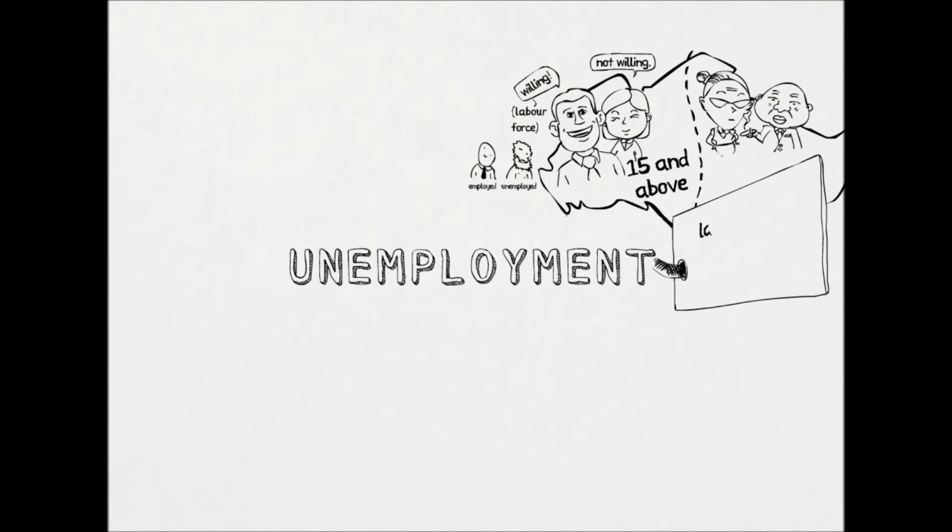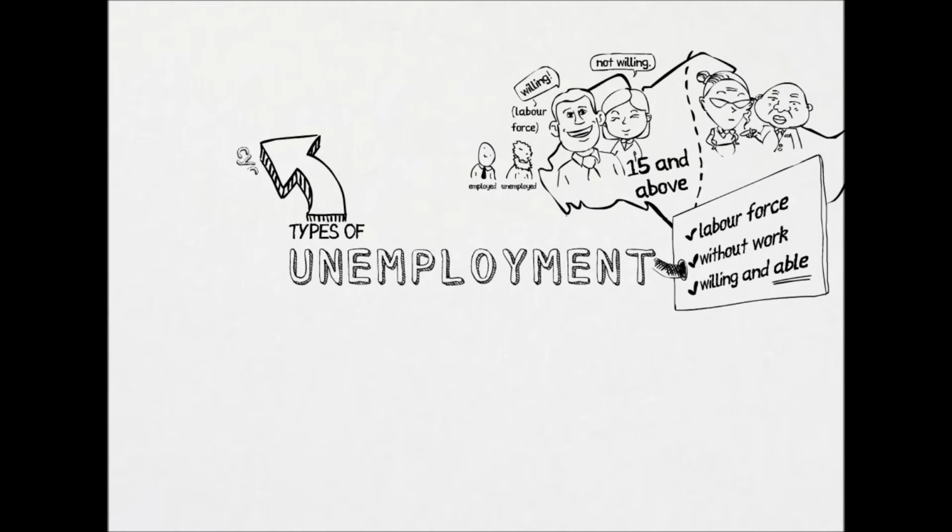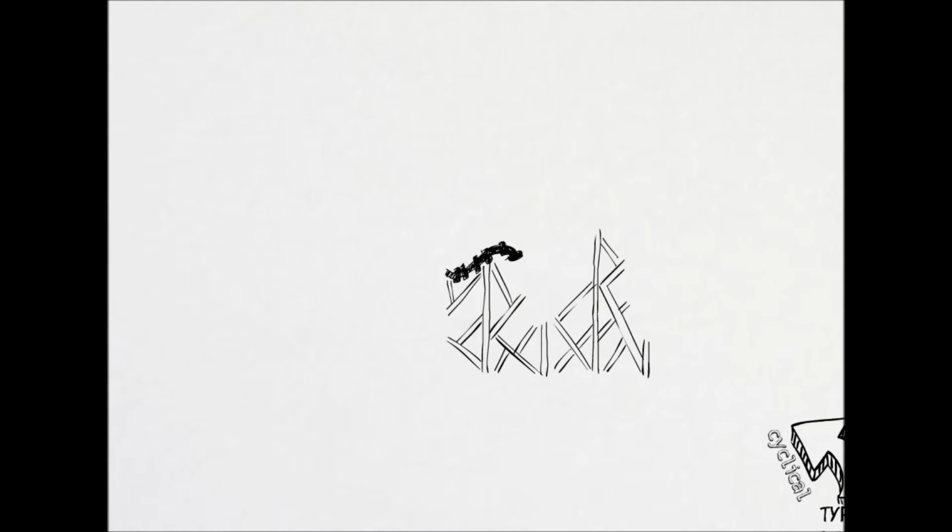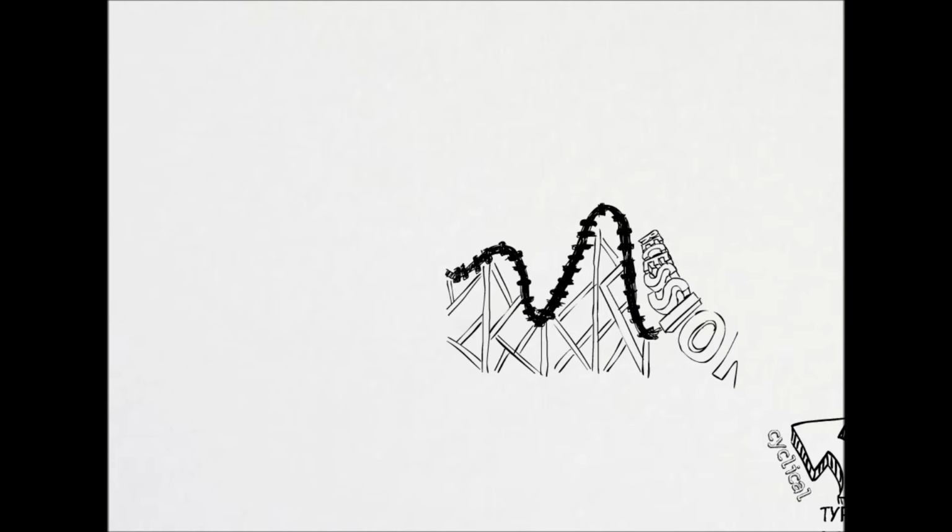Unemployment, therefore, refers to those who are in the labour force and are without work but are willing and able to take up employment. There are different types of unemployment. Firstly, we have cyclical unemployment. Like the word implies, cyclical refers to the business cycle, and therefore, cyclical unemployment refers to unemployment associated with the downswing of the cycle or what we mean as recessions.